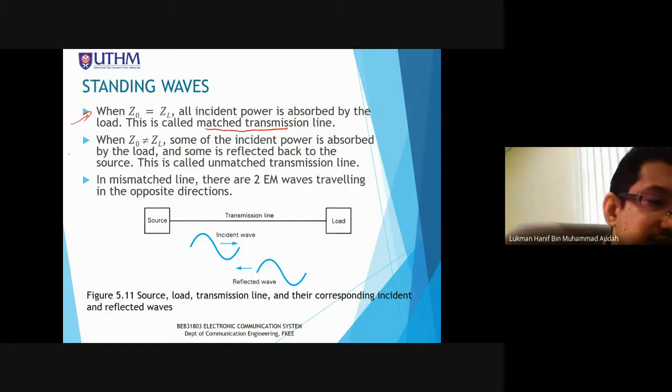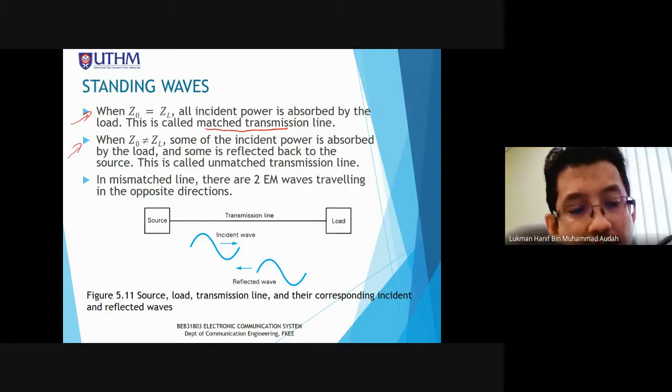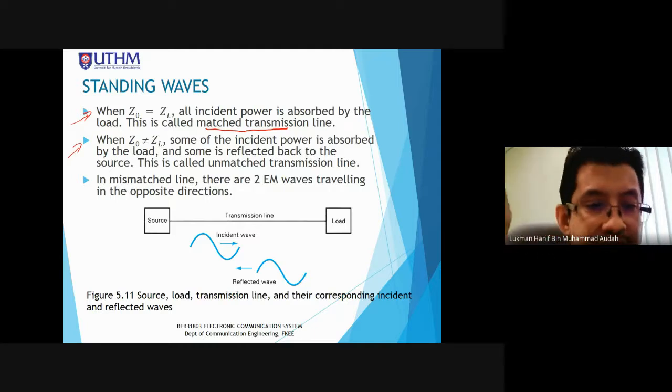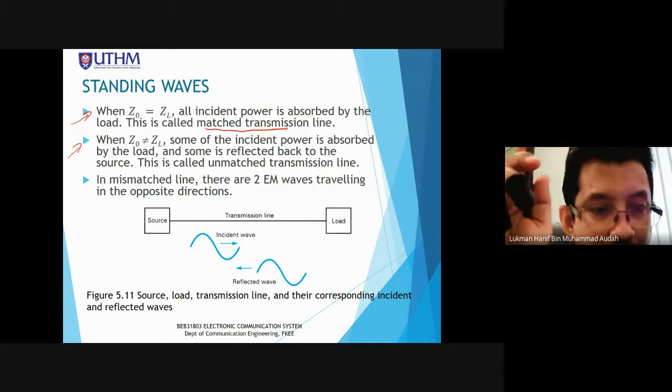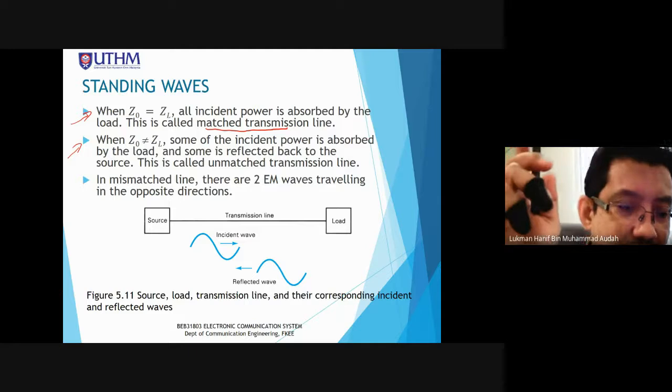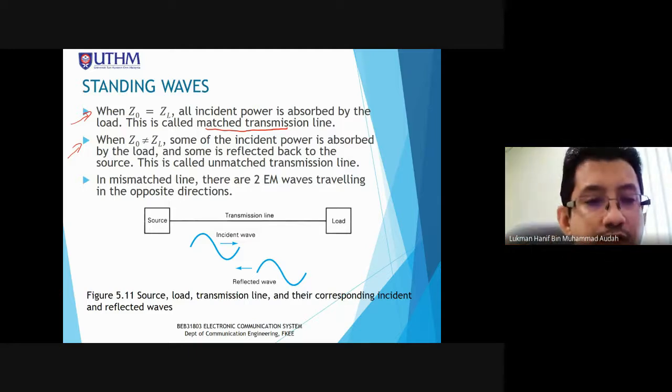The second case, yang ni kita telah lihat tadi, when the load impedance not equal to the characteristic impedance, some of the incident power will be absorbed by the load and some will be reflected back to the source. This is what we call as the unmatched transmission line.